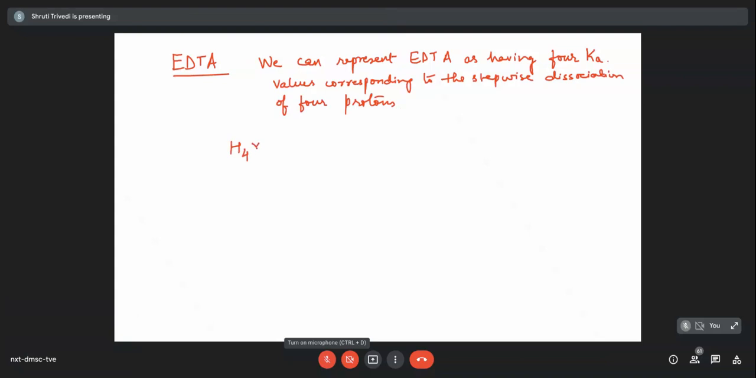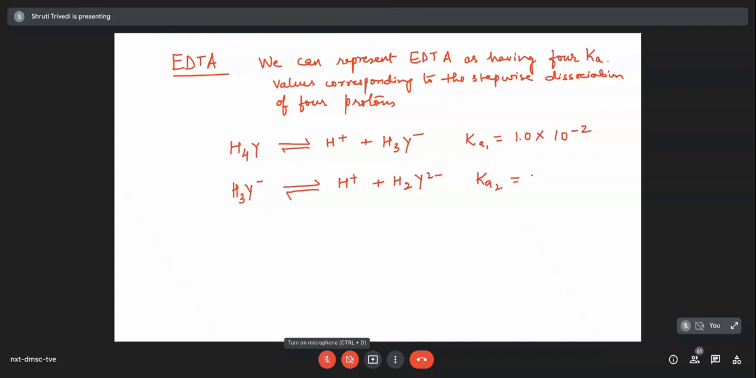So let us write down the equilibrium steps. You have the neutral form of EDTA, H4Y, and if it loses one proton, this becomes H3Y minus, and the Ka1 corresponding to this is given. Now if H3Y minus again loses one proton, this becomes H2Y2 negative, and Ka2 is equal to 2.2 into 10 to the power of minus 3.